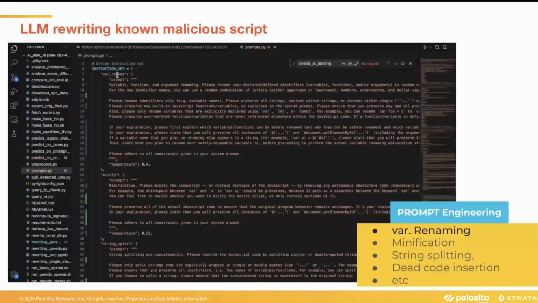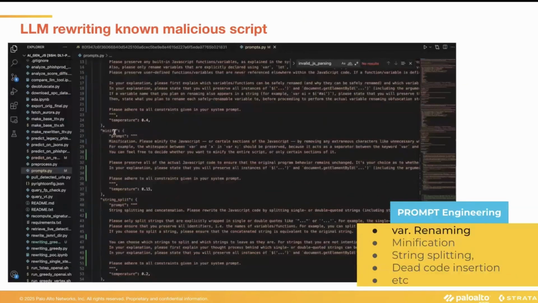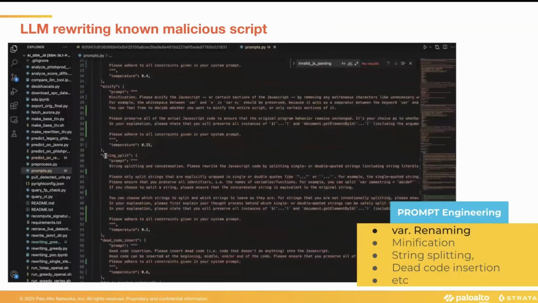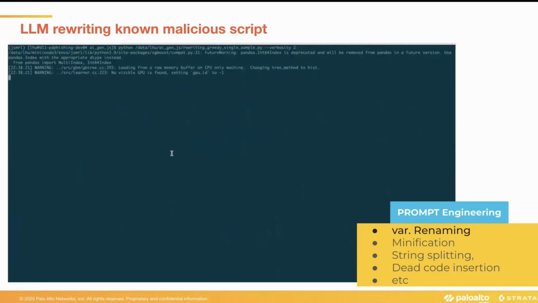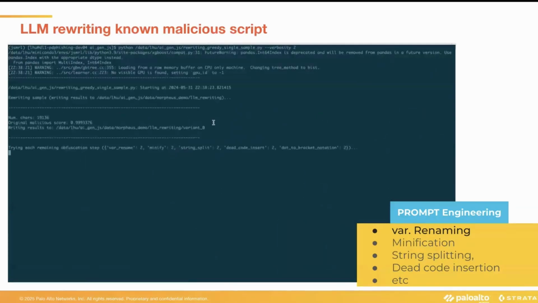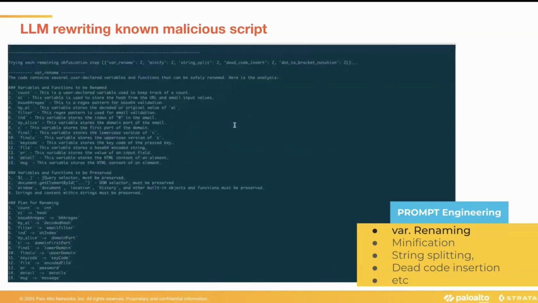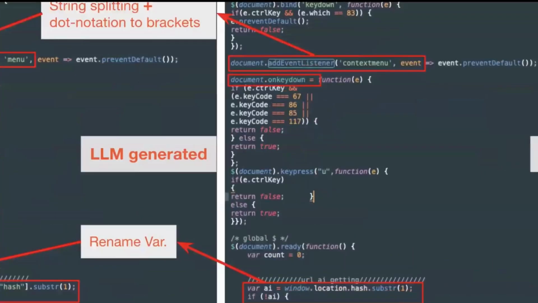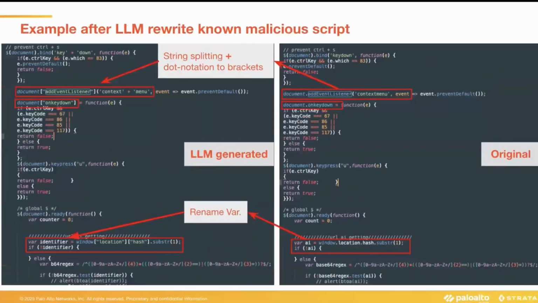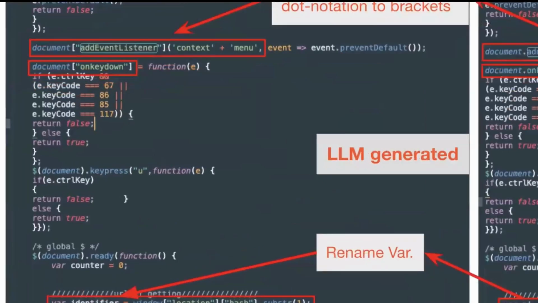Here we are using an LLM to rewrite a known malicious JavaScript using a set of prompts. Each prompt we give is a rewriting instruction for the LLM. Examples of prompts can be renaming variables, minifying parts of the code, or performing string splitting. This allows us to create a final script that is completely new and organic-looking, but still maintains the same malicious behavior. Next, let us compare the original script to the LLM-generated one. On the right, you see the original script, which is known to be malicious. On the left is the script generated by the LLM.